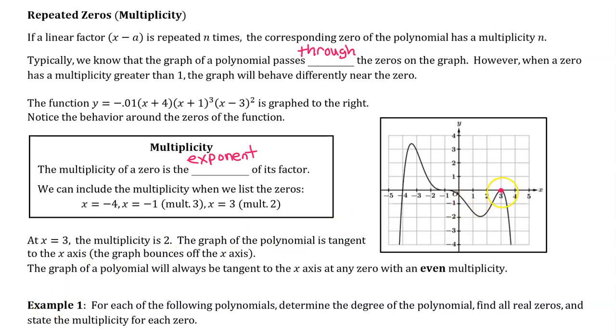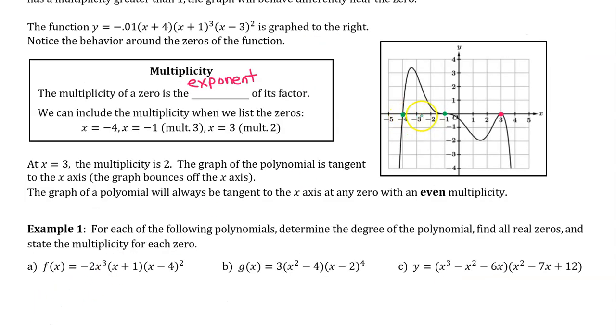Notice what's happening at x equals 3 where the multiplicity is 2. You see how the graph bounces off the x-axis? We say that the graph of the polynomial is tangent to the x-axis. The graph of a polynomial will always be tangent to the x-axis at any 0 with even multiplicity. If a 0 has odd multiplicity like the other two zeros, the graph passes through the 0.